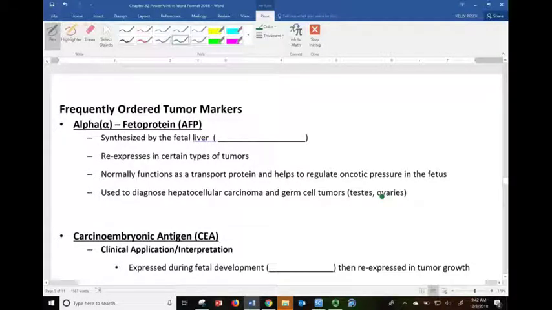So some of the individual tumor markers. Alpha-fetoprotein is synthesized by the fetal liver, so this would be oncofetal. And it can re-express in certain types of tumors. So AFP normally functions as a transport protein and helps regulate oncotic pressure in the fetal stage. In adults, AFP is used to diagnose hepatocellular carcinoma as well as germ cell tumors. So for example, testicular cancer, where they are producing AFP.